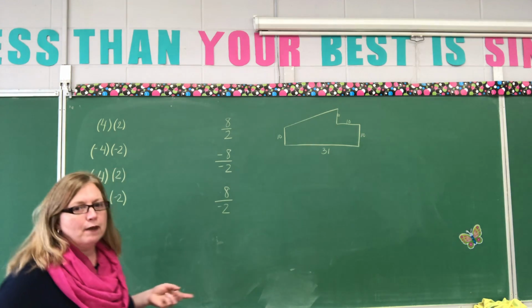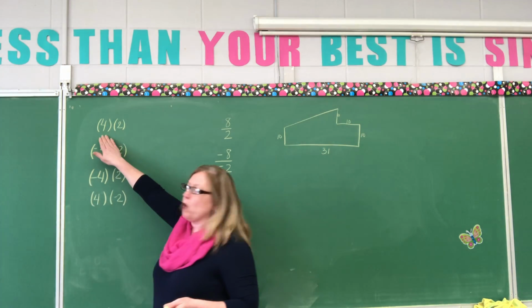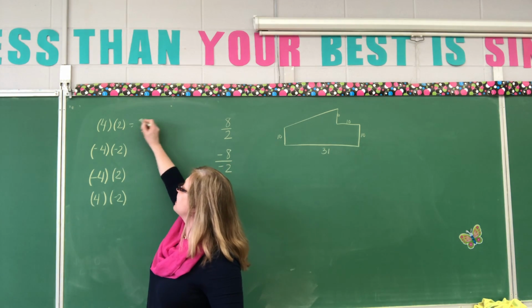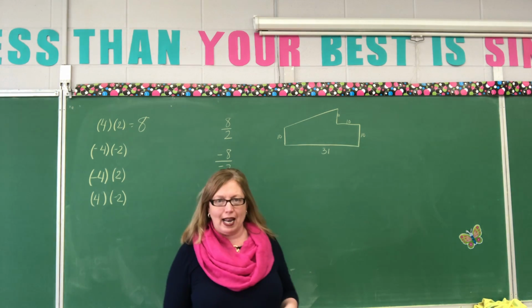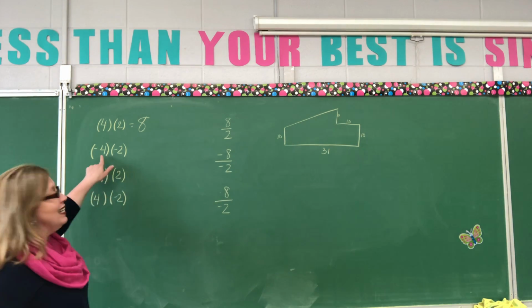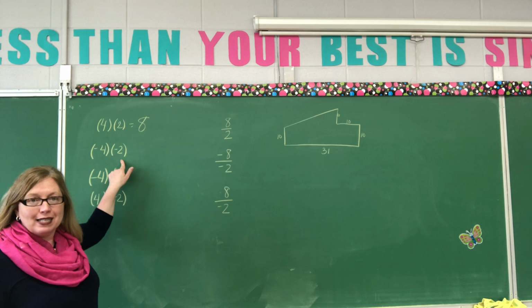So let's look at this. We have over here on the board, 4 times 2 is 8. That's simple. You learned that probably in about 2nd grade. 4 times 2 is 8. Those are both positive numbers. Look at the next one. I have negative 4 times negative 2.